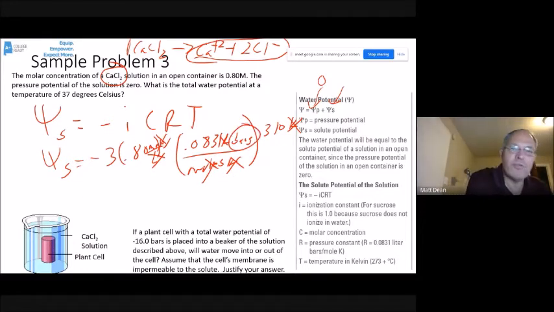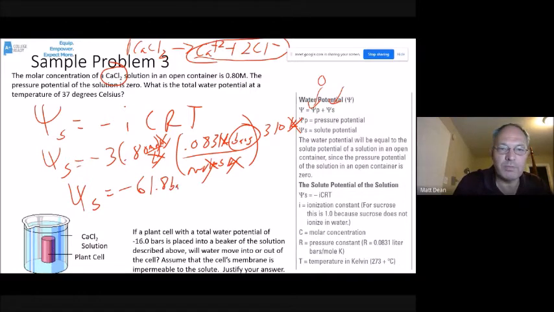Now we do the math. So that's going to be 310 times 0.0831 times 0.8 times 3. And we end up with a negative number, as always. And that's going to give us a solute potential of -61.8 bars. So that's the total water potential inside here.